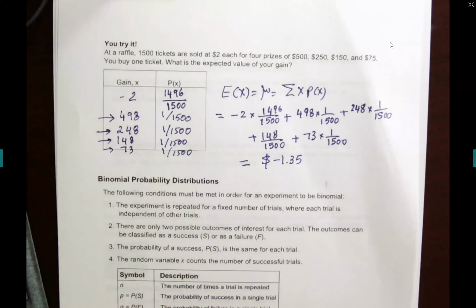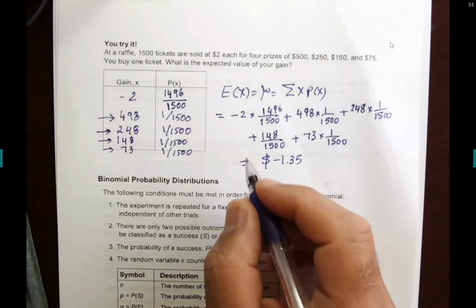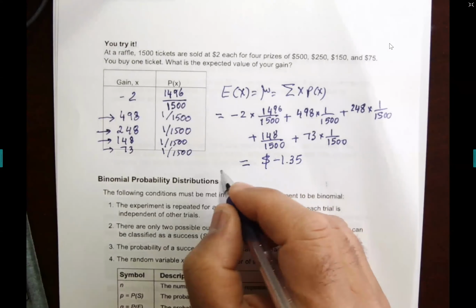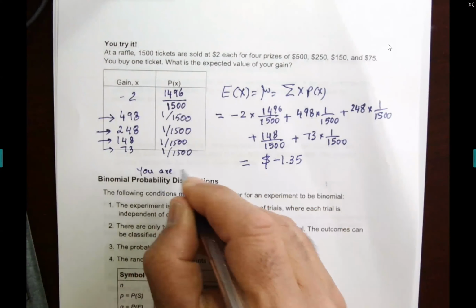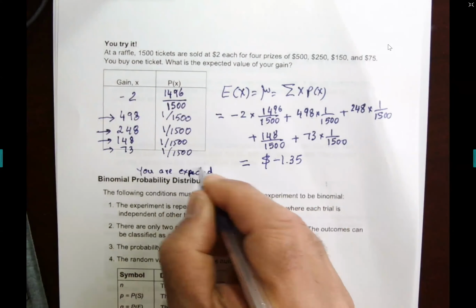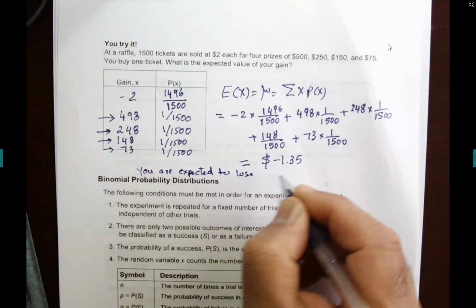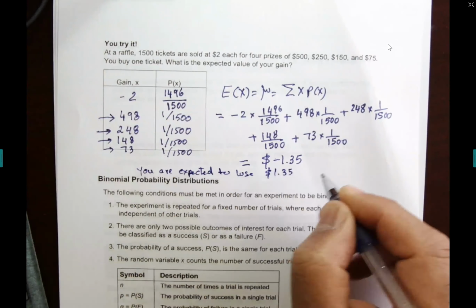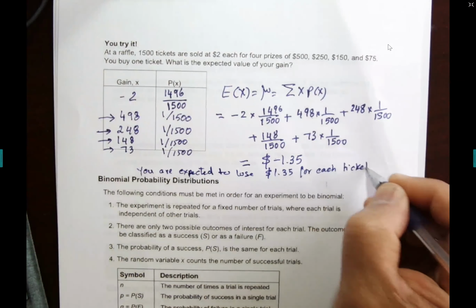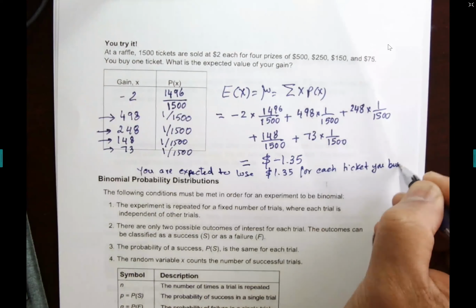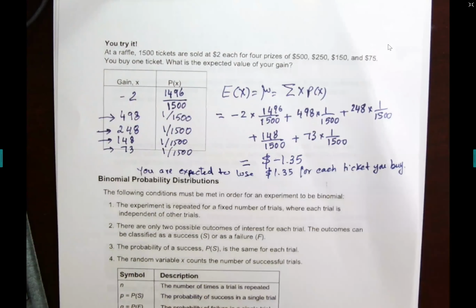So the answer is negative 1.35. It means, guys, please pay attention to this. You are expected to lose $1.35 for each ticket you buy. You see, the expectation is a loss, not gain, never gain. Because if it is gain, everybody would gain and everybody would make money, but it's always a loss. So that's what the expected value is.